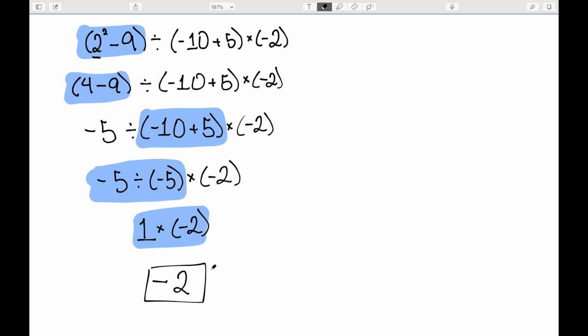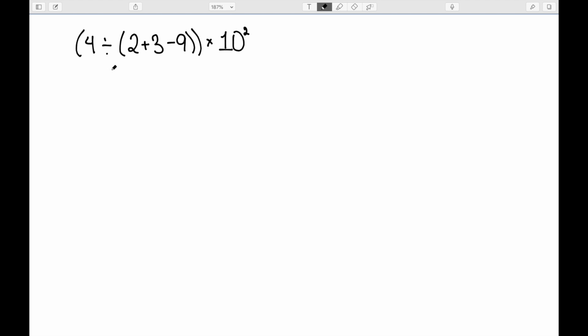Next, let's look at 4 divided by parentheses 2 plus 3 minus 9, and then all of that times 10 squared. So the first step is to look inside parentheses. So here I have this huge parentheses here. However, inside of a grouping symbol, we need to still follow order of operations. And the first thing in order of operations is parentheses. So the first thing I'm going to do is this. Whenever I have these nested grouping symbols, parentheses inside of parentheses, I want to start with the innermost possible one.